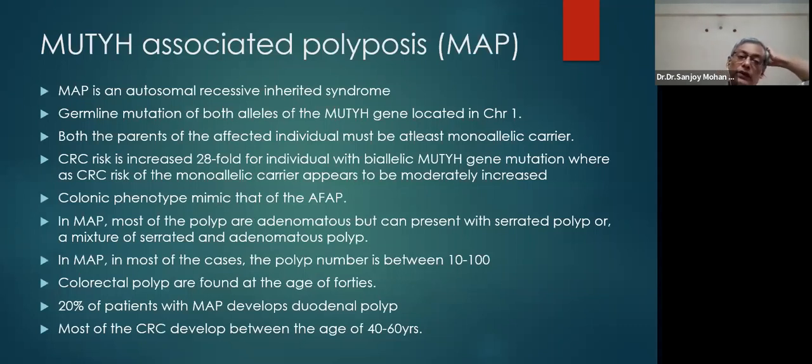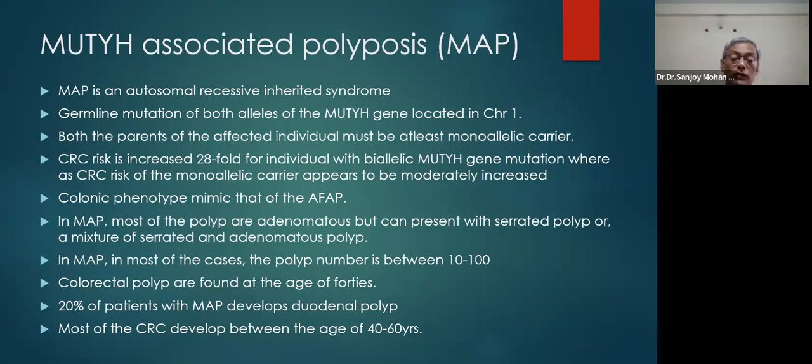So MAP is an autosomal recessive inherited syndrome. It is caused by germline mutation of both alleles of the MUTYH gene located on chromosome number 1. Both parents of the affected individual must be at least monoallelic or biallelic carriers. The CRC risk is increased 28-fold in individuals with biallelic MAP gene mutation, while the CRC risk of the monoallelic carrier appears to be a bit high, but it is less than 28-fold.